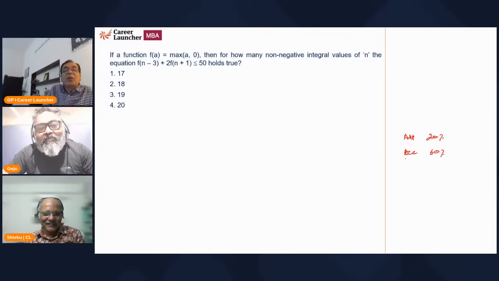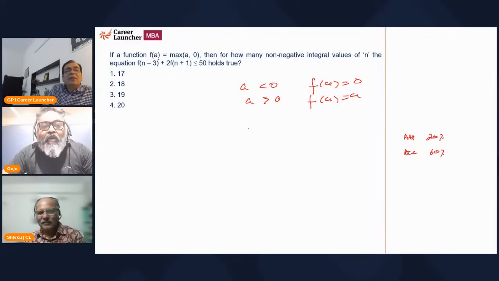सीधा वैल्यू डाल के चेक करो ना. What is this telling you? If a is less than 0, then f of a will be equal to 0. If a is greater than 0, f of a will be equal to a. यही तो बोल रहे हैं ना.